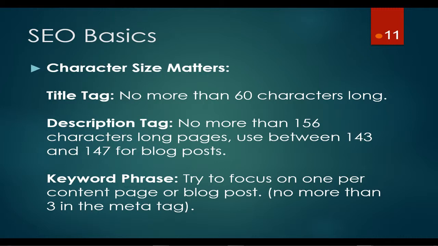When it comes to keyword phrases, what you want to try to do is focus on one per page, or one content per page or blog post, and then use no more than 3 in the meta tags. As I said before, the meta tag, you can almost omit it, and I think you'll be fine. But I do it more out of habit. But usually it's best to focus on no more than one keyword phrase per web page.